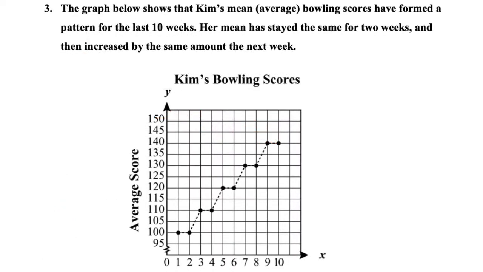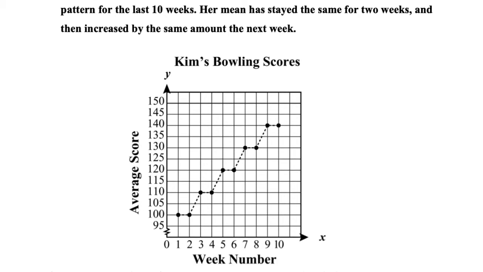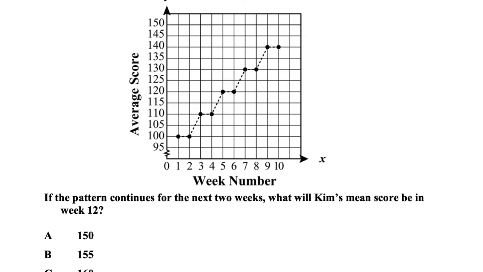The graph below shows that Kim's mean bowling score has formed a pattern in the last 10 weeks. Her mean has stayed the same for 2 weeks and then increased by the same amount the next week. Here we have a graph of what the change in Kim's bowling score looks like over the number of weeks. So the question asks, if the pattern continues for the next 2 weeks, what will Kim's mean score be in week 12?